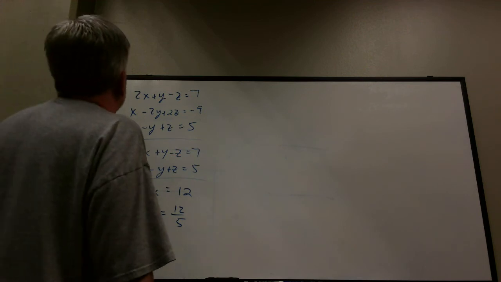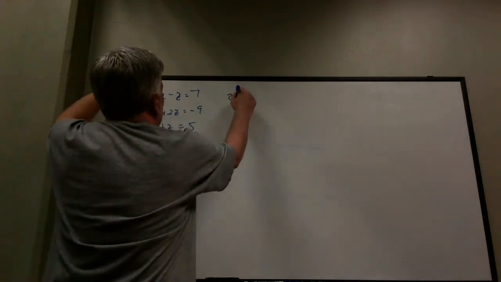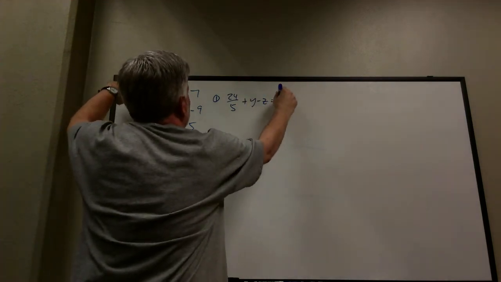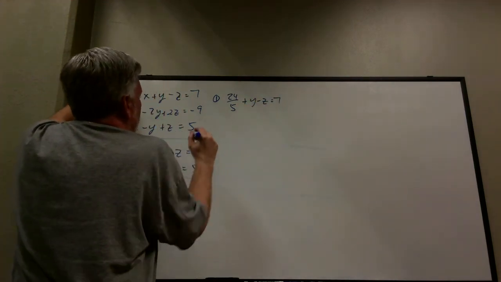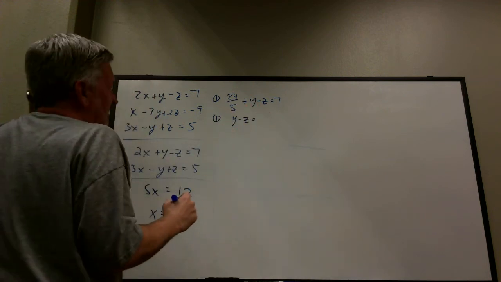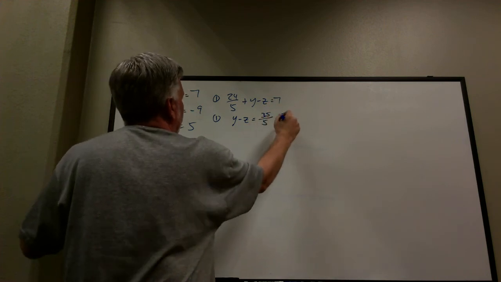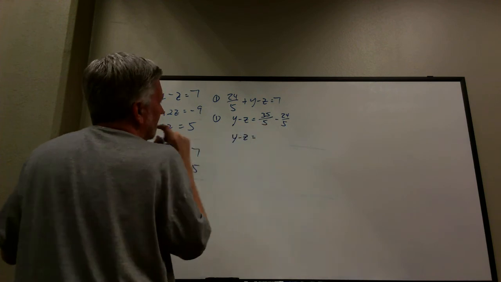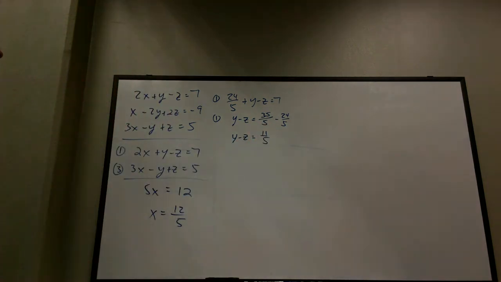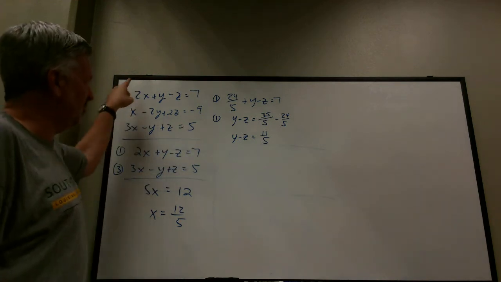Okay. So let me plug the 12/5 in for x here. So 2 times 12/5, that's 24/5. This is equation 1 here. Plus y minus z is 7. So y minus z is 35/5. That's 7 minus 24/5. So y minus z is, what is that, 11/5? Okay, so that's my new equation 1 with x is 12/5 plugged in.